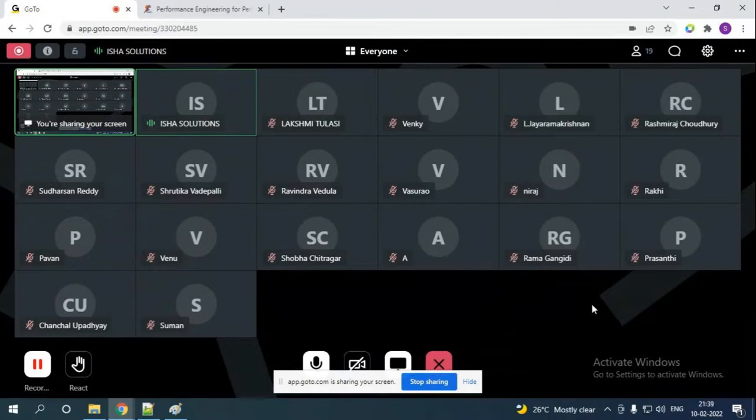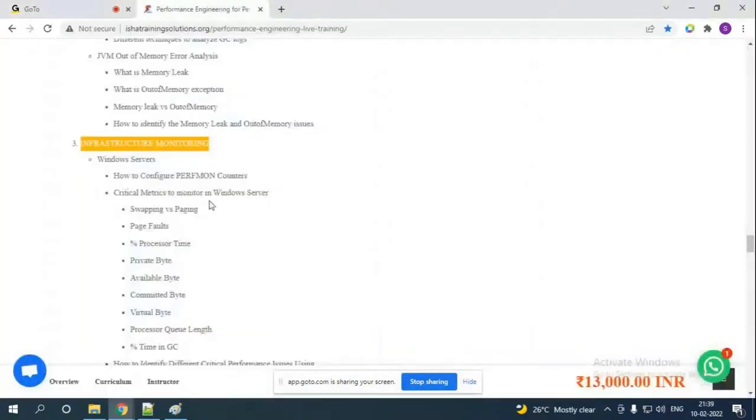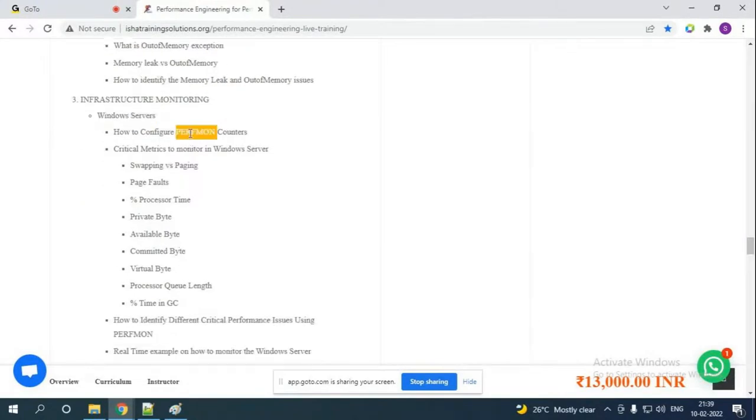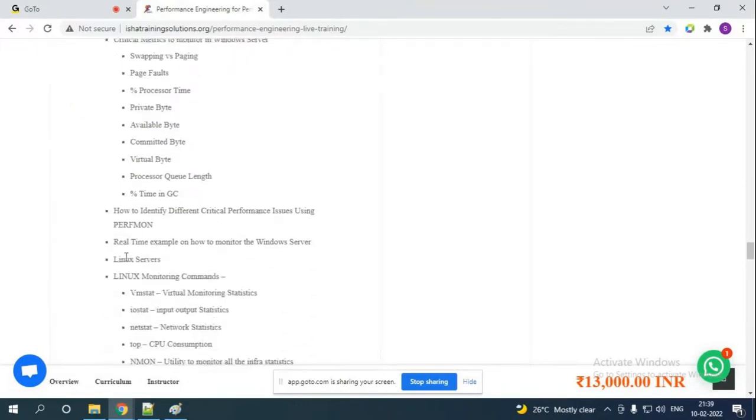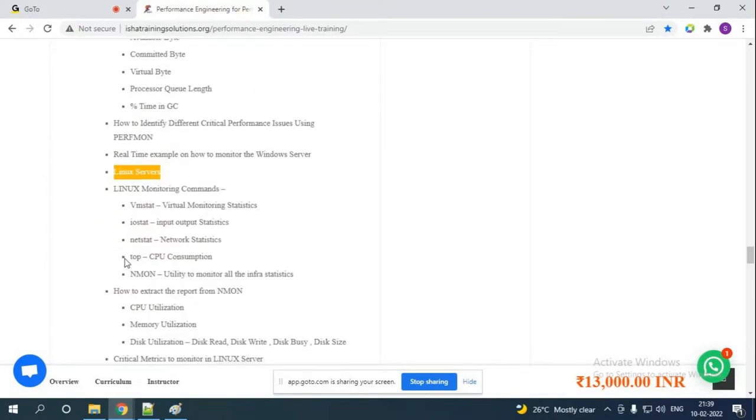Okay, sure. Thank you. So we are going to do Windows Server monitoring concepts, a lot of metrics. There is an important concept called perfmon: how to do your Windows Server monitoring using perfmon. That we are going to learn, and then we are going to learn about Linux server monitoring. In Linux server, there is a tool called nmon. That one we are going to learn.